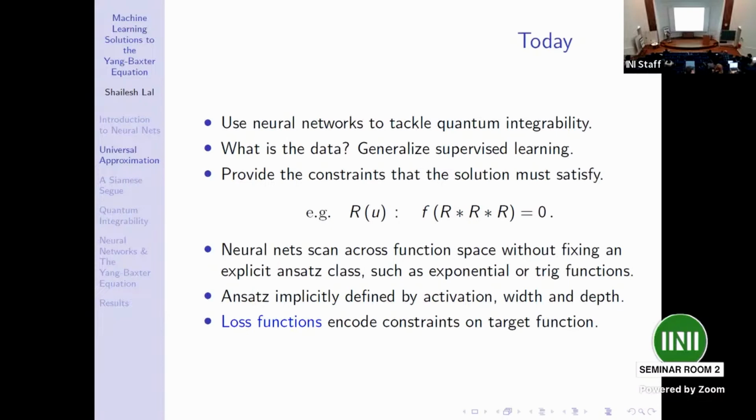Okay. But here you don't do that. You just pick an activation function, you pick a width and you pick a depth that defines a neural network. And then you say that, well, I'm scanning across all possible functions that can be reasonably generated by this neural network. And these constraints on the target function are really encoded in something called the loss function. And that's what I'll be coming to.